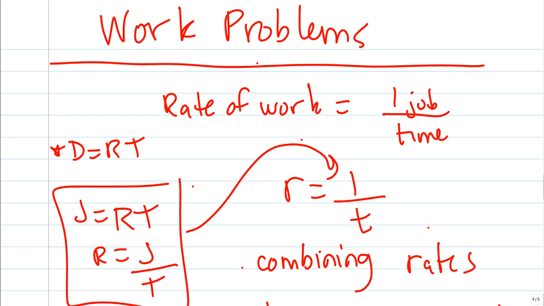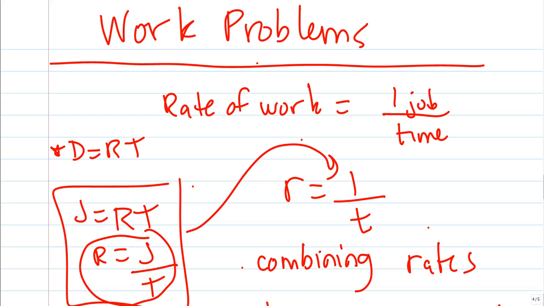So how do we get that job over time? Well, it's easy. Instead of DIRT, because we're not measuring distance, we're now measuring jobs. You get JIRT. Nobody calls it JIRT. But the idea is that jobs will still equal rate times time. I can solve for that rate by dividing by time. And so the rate will be the number of jobs that get done divided by how much time it takes.